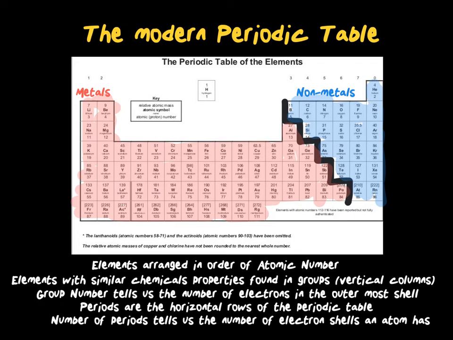Finally, the big block of elements in the middle which do not have group numbers are known as the transition metals. We will look at these further in the separate science or triple science tutorial videos.